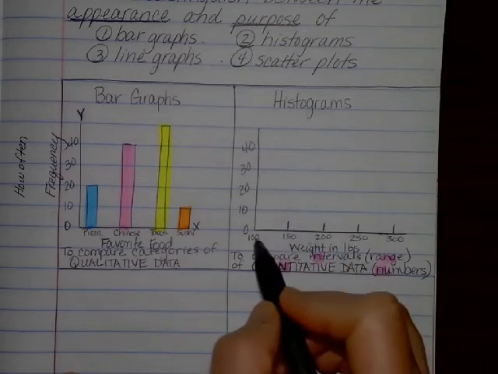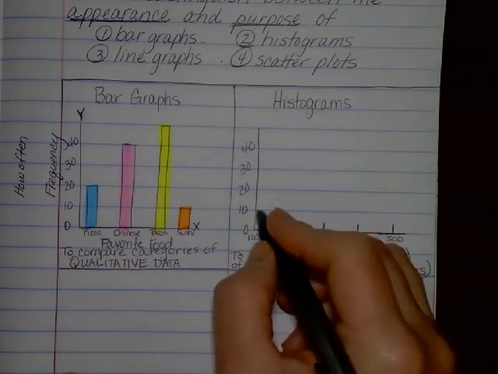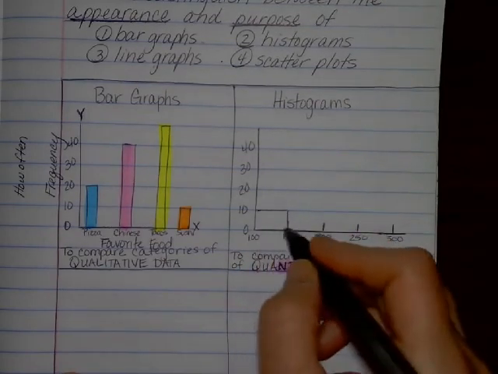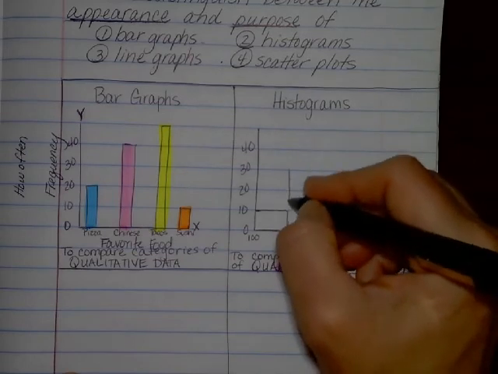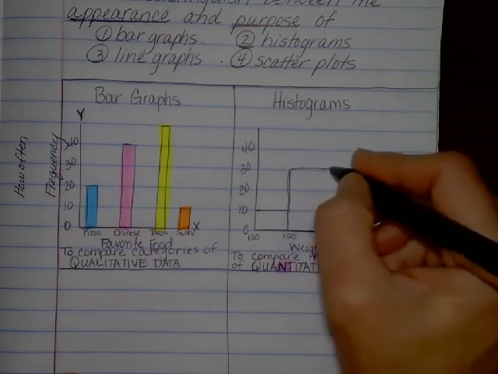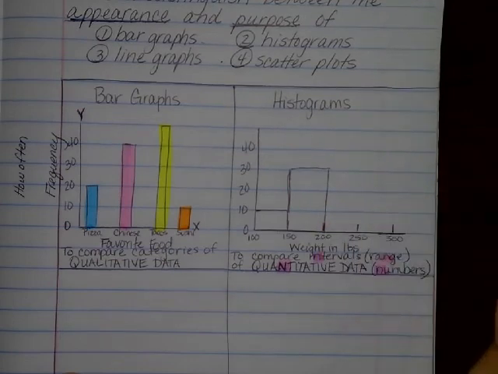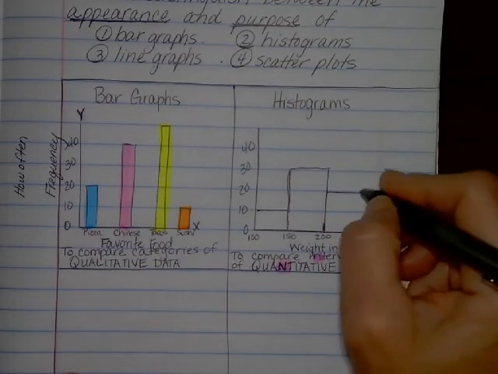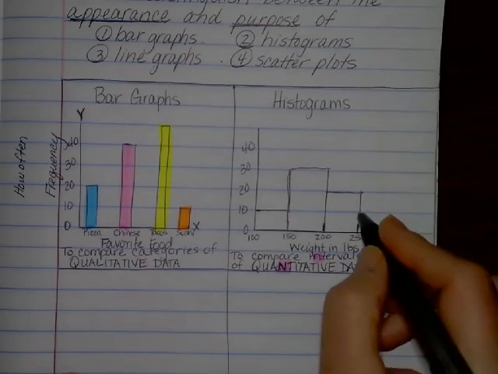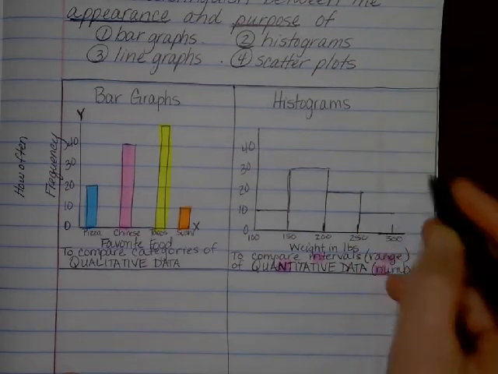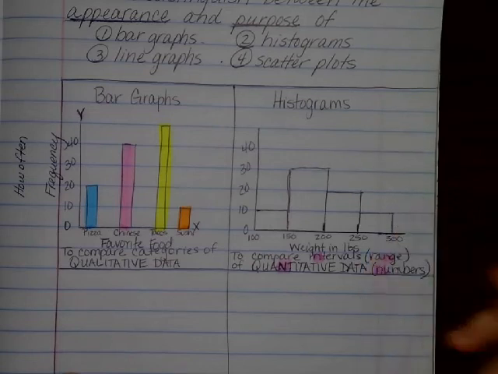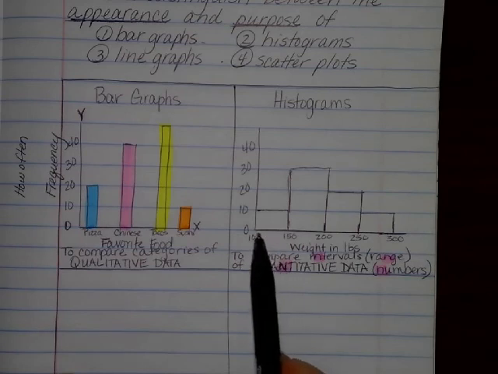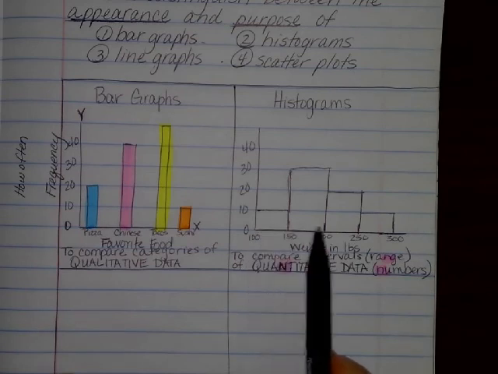These are ranges. So anyone from 100 to 149 would be in this first range, first bar. And then from 150 to 199 would be in that second range. And 200 to 249, and then 250 to 299. So the difference is histograms, the bars do touch.